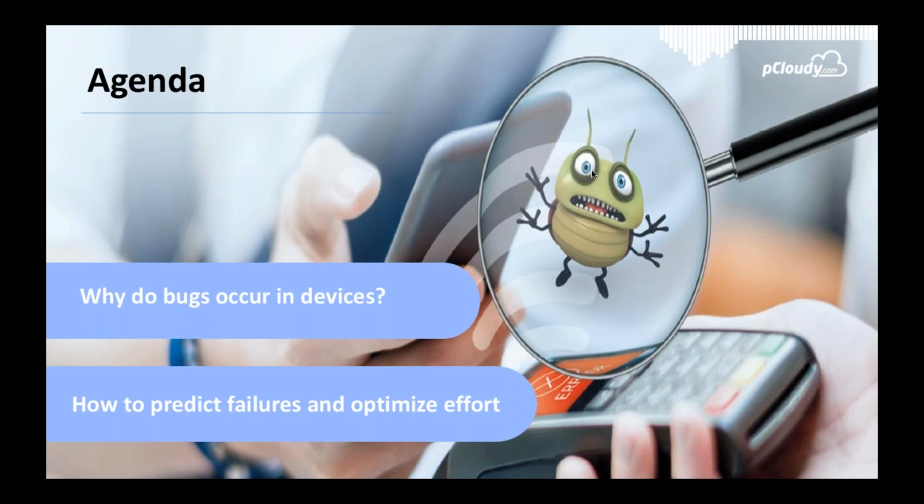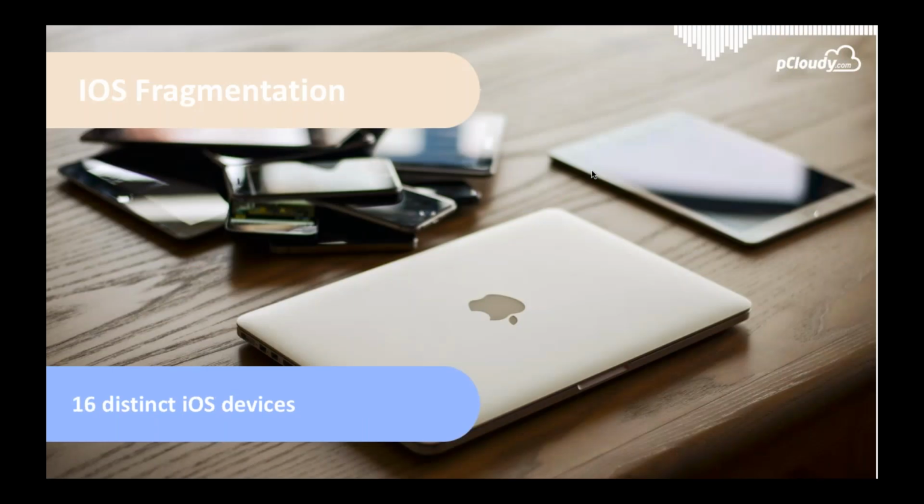So let's begin. And to set some perspective and context, I'm presenting some data points here which you might be familiar with, so please bear with me for some time. When we talk about mobile applications, we talk about iOS and Android mostly. Talking about iOS fragmentation, iOS in terms of number of devices is not a big challenge. There are overall 16 distinct iOS devices available to date.